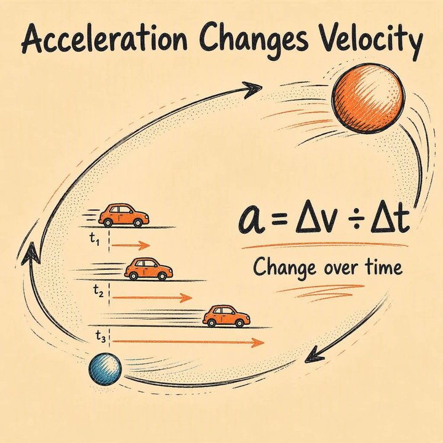Acceleration measures how quickly velocity changes. It is change in velocity divided by change in time. It does not simply mean going fast. An object can move quickly with zero acceleration if its velocity stays constant. Acceleration appears whenever speed changes, direction changes, or both.